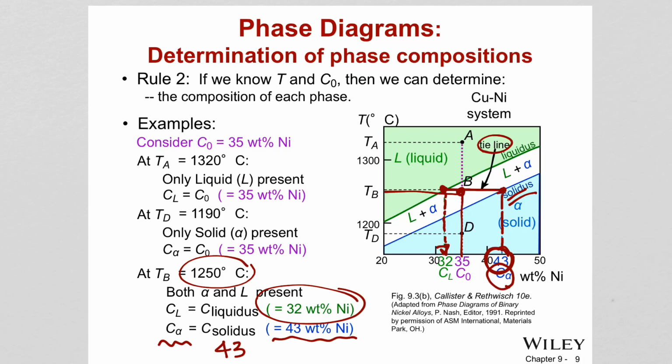We didn't figure out the amount of solid or the amount of liquid. So this is an important difference. We just figured out the compositions of the liquid and alpha phase. So how much nickel in the solid, how much nickel in the liquid. It is not the liquid percentage or the solid percentage. That is different. We're going to take a look at that now.